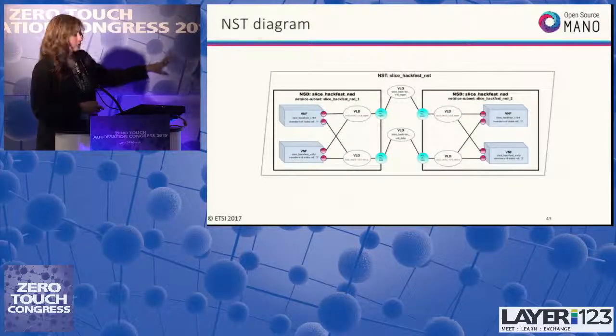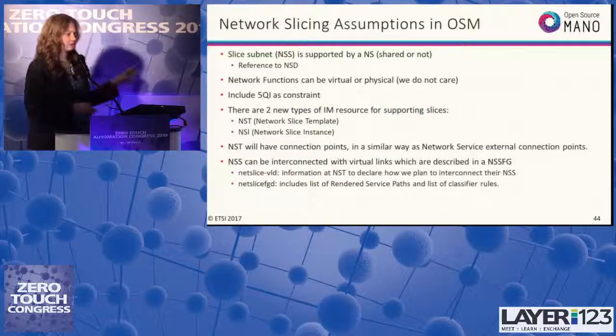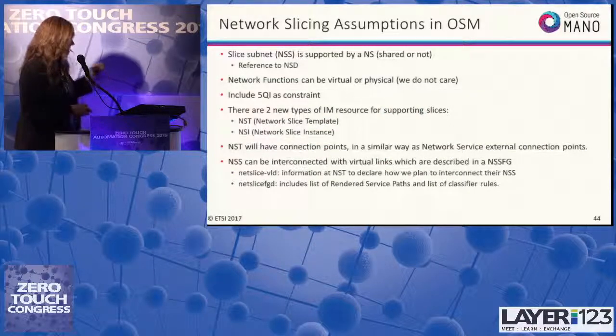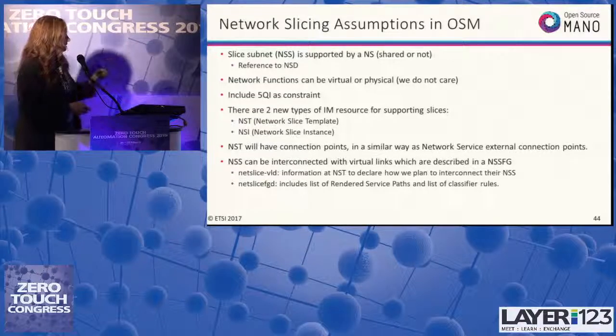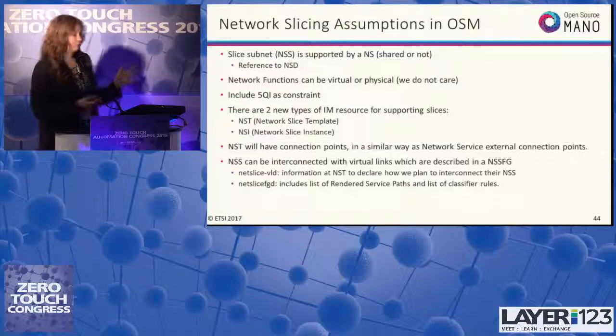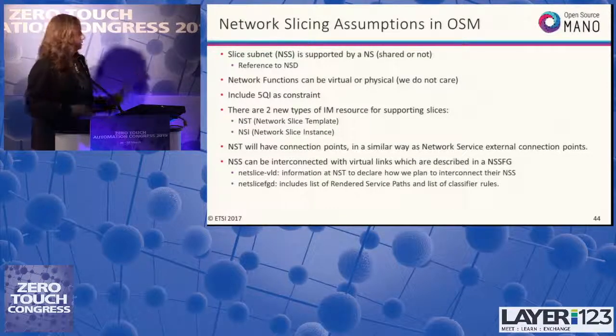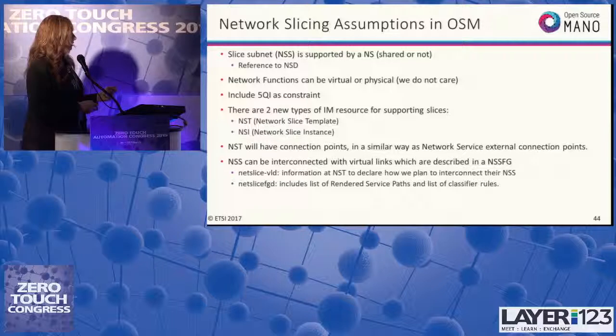And this is just a diagram of how network slices can be realized. Again, this deck will be made available because I understand this is a bit hard to read. So these are some of the assumptions that we've made for network slicing within OSM to make it possible. A network slice subnet is supported by a network service. Whether it's shared or not, there has to at least be a network service before you can put a slice on it. That's pretty obvious.